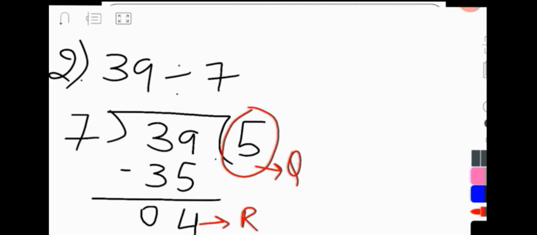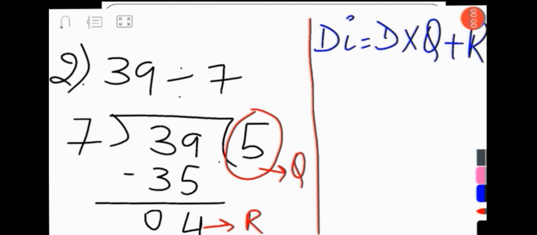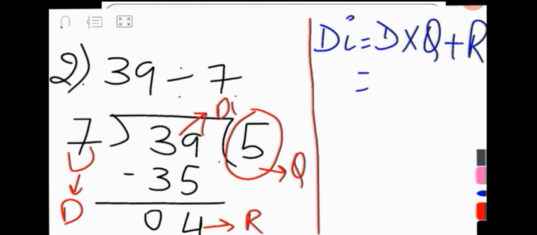Now it's time to cross check our answer. So the formula for cross check is again the same. Dividend, DI stands for dividend, is equal to divisor multiplied by quotient plus remainder. So here the dividend is 39 and divisor here is 7. So let us put it into the formula. Dividend is equal to divisor, so divisor here is 7 multiplied by quotient, that is 5, plus remainder, that is 4 here.